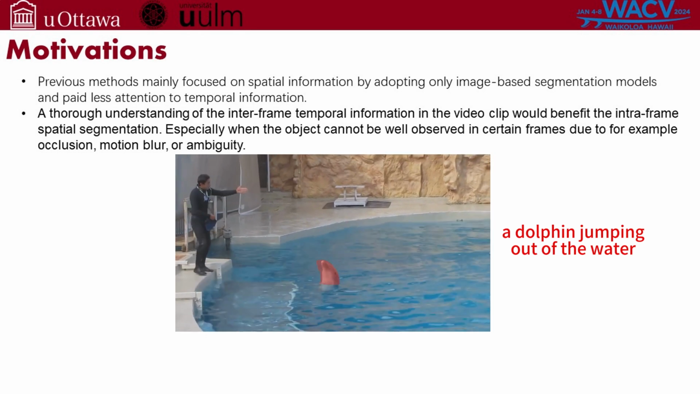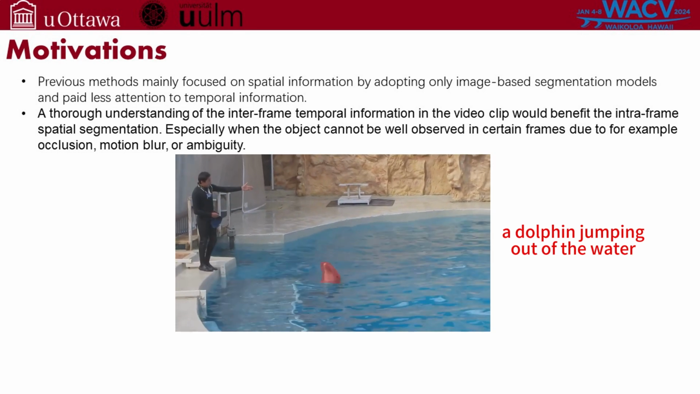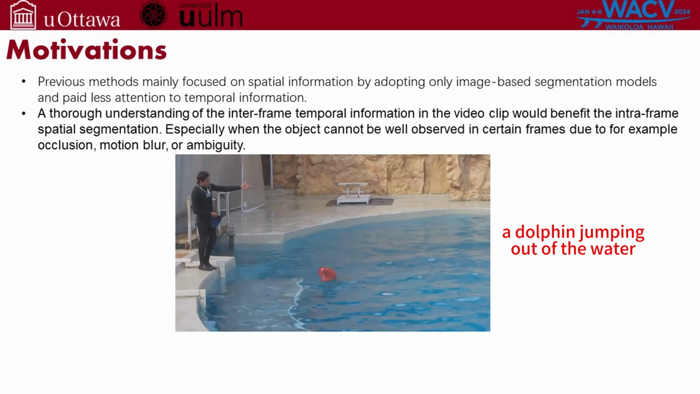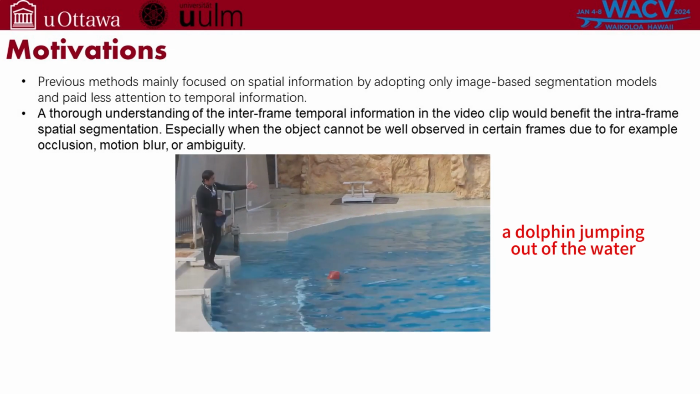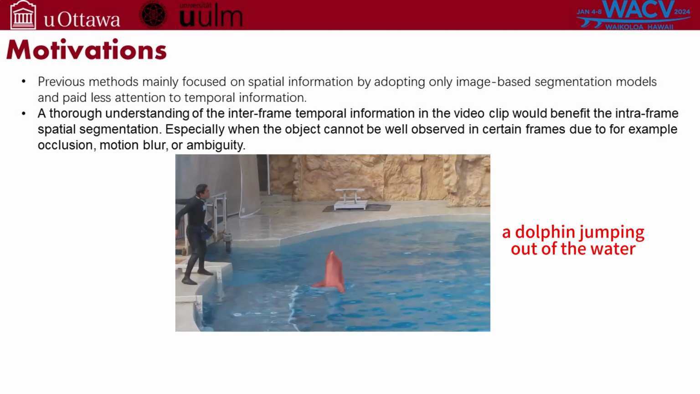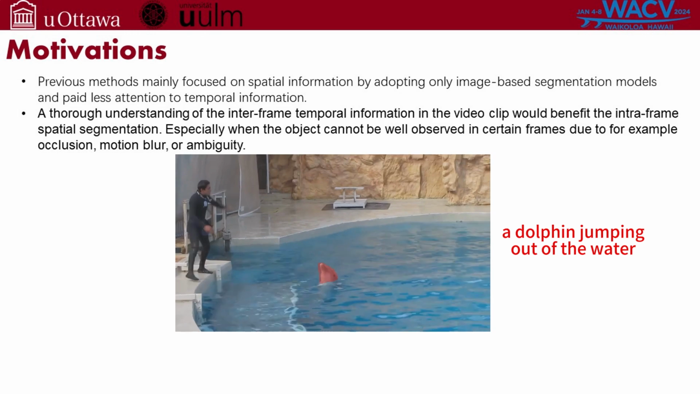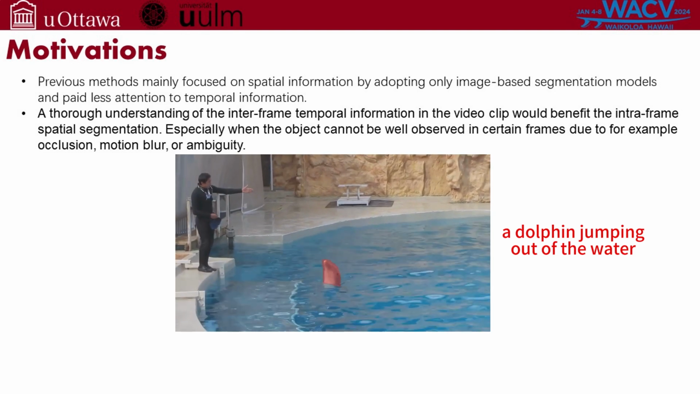This leads to our motivation that a thorough understanding of the inter-frame temporal information in a video clip would benefit the intra-frame spatial segmentation, especially when the object cannot be well observed in certain frames due to, for example, occlusion, motion blur, or ambiguity. As this example shows, the dolphin in the first several frames is mostly underwater and hard to be seen, but can be observed clearly in later frames. If the temporal context is well understood, the processing of the first frame could benefit from following frames as a reference to provide a better result.